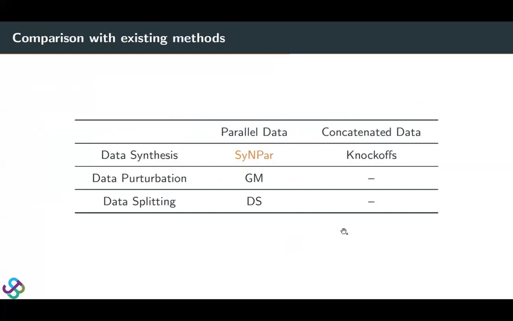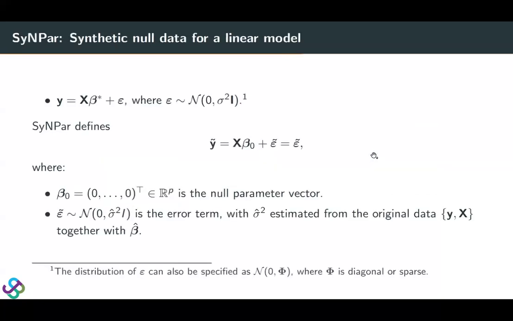Conceptually, if I want to compare our approach SyNPar with existing approaches, we can summarize the approach for generating contrast with the original data. We do data synthesis like knockoff, we generate data, while Gaussian mirror perturbs the original data, and data splitting splits the original data. And given that we have the contrast data generated or obtained, how do we do the comparison? SyNPar, Gaussian mirror, and data splitting all do the parallel comparison, while knockoff does concatenated data.